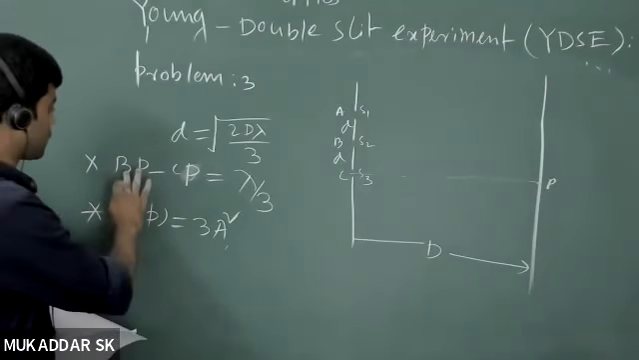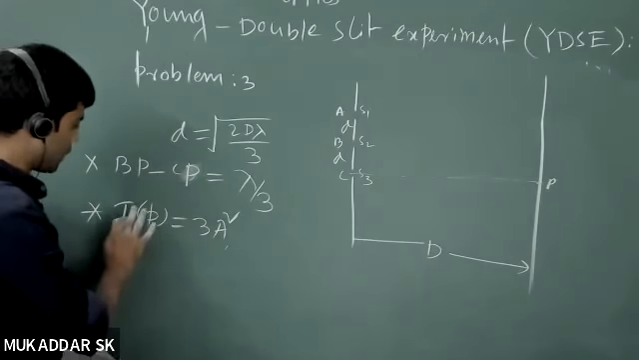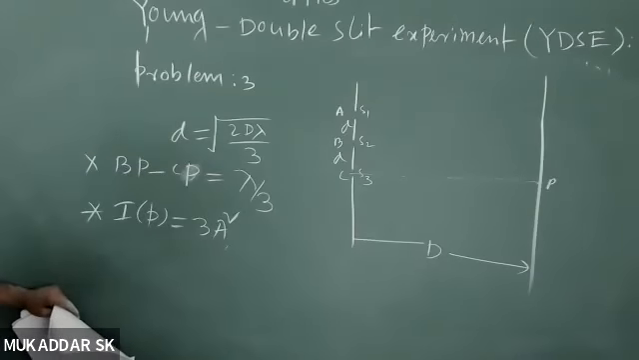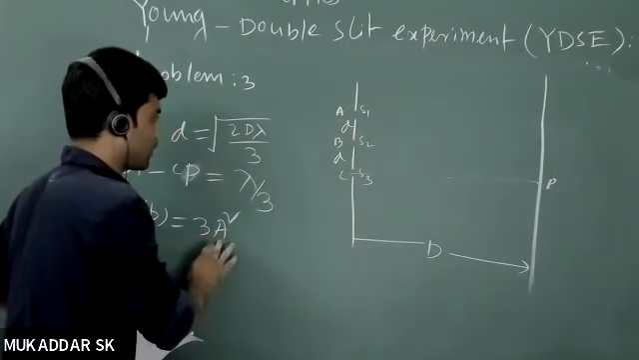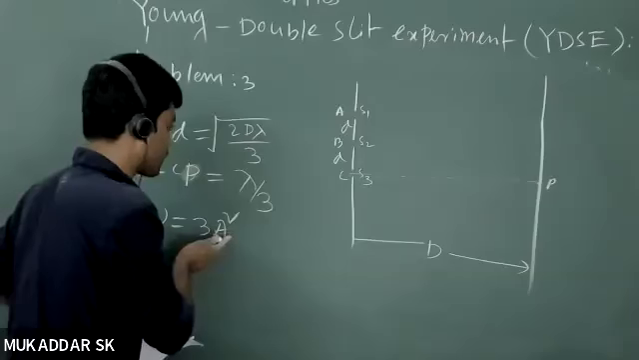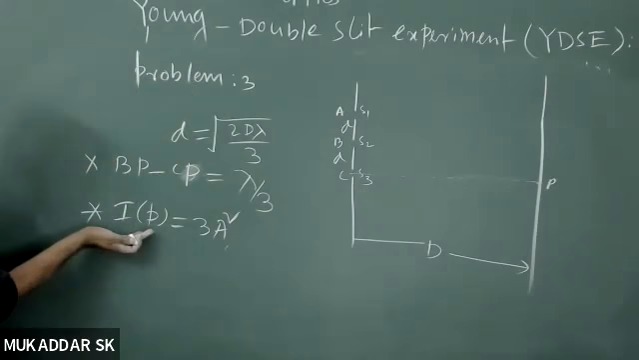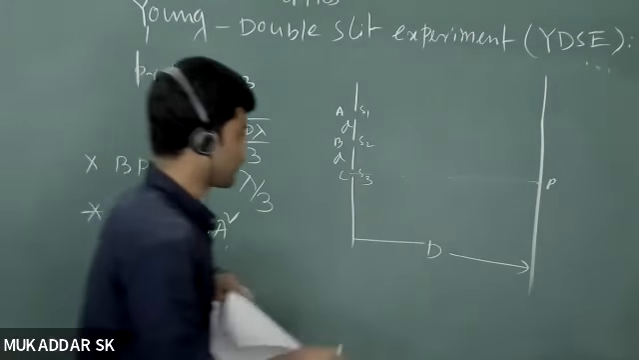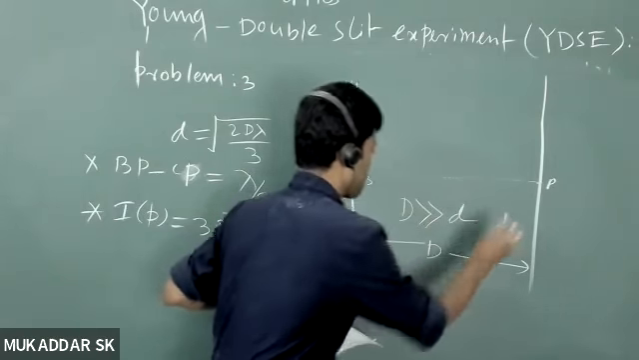One is path difference between BP and CP, that will be lambda by 3. Another thing, intensity at point P will be 3a square, where a is the amplitude of ray coming from each slit. मतलब S1 से जो लाइट पास हो रहा है उसका एम्पलीट्यूड a है, S2 से जो पास हो रहा है उसका भी एम्पलीट्यूड a है, S3 से जो पास हो रहा है उसका भी एम्पलीट्यूड a है. So resultant intensity at point P will be 3a square, that you have to prove. And also they have given you this condition that lambda capital D is much greater than small d.